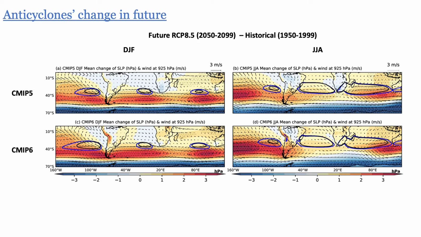Focusing on the Southern Hemisphere, using sea level pressure and 925 hectopascal wind circulation, we have future projection minus historical projection of subtropical anticyclones from the CMIP5 multimodel mean on the top panels and the CMIP6 multimodel mean on the bottom panels. In both cases, anticyclones are getting more intensified in both summer and winter seasons, especially in the center and polar flank of subtropical anticyclones, and they also extend towards the pole. Now our research question is, what drives Southern Hemisphere subtropical anticyclone change in future climate?